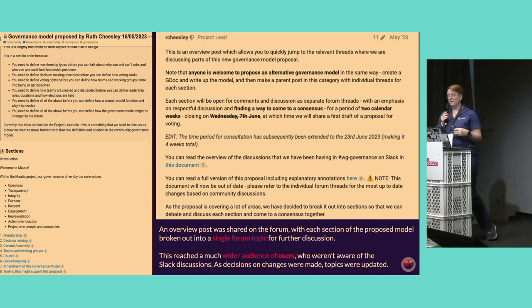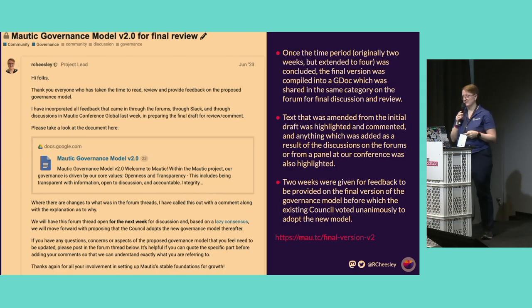Once we got to a point where we had something like a first proposal, we shared it on our community forum. So the majority of users of Mautic are marketers, they're not developers, and a lot of them are not in our Slack community, but they go to the forums if they have a problem. So we posted it in the forums purposely with one forum thread for each section and highlighted it and pinned it so that people in the forums would know this was happening and they could go in and have discussions on small chunks rather than the entire thing, which is a bit overwhelming. And again, that worked really well. We reached people who hadn't been involved previously.